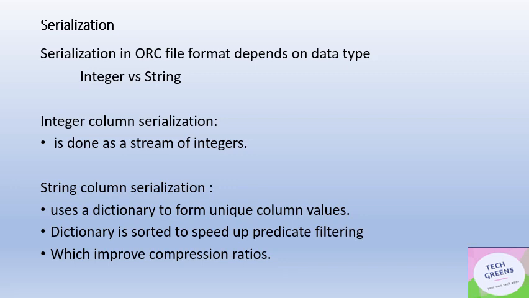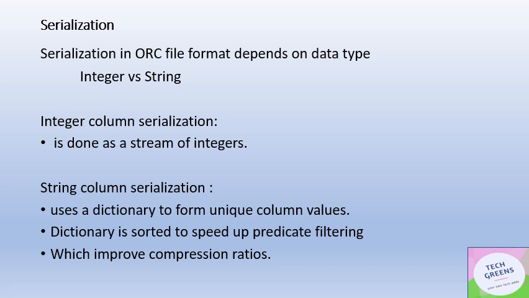In the ORC file format, serialization depends on data type, and the entire categorization of data types from a serialization perspective is integer versus string. The serialization of an integer column is done as a stream of integer values, and the serialization of a string column uses a dictionary mechanism to form unique column values.